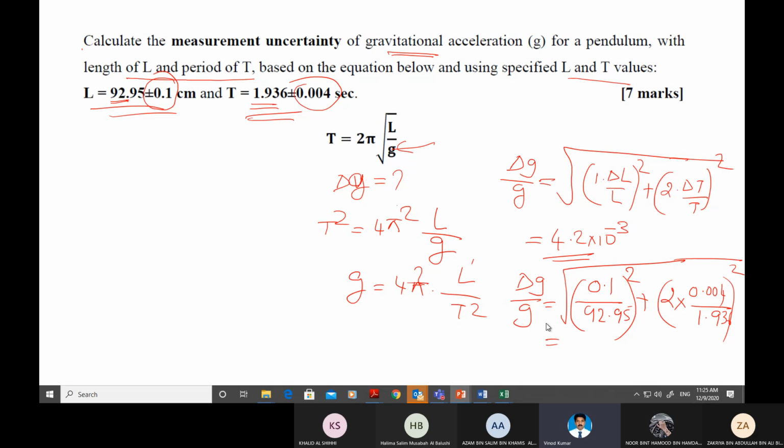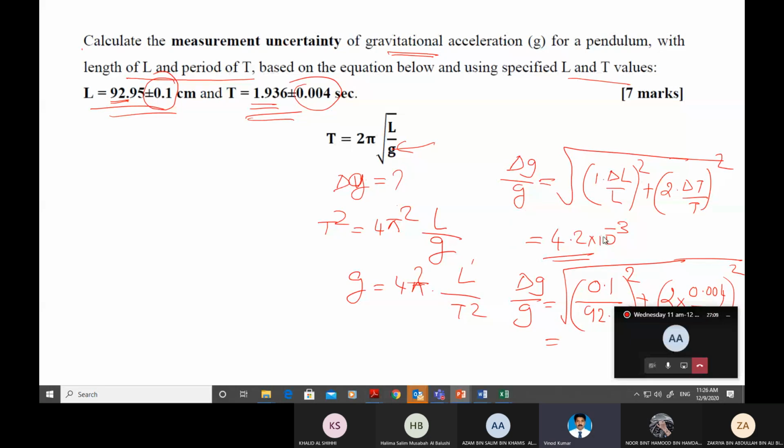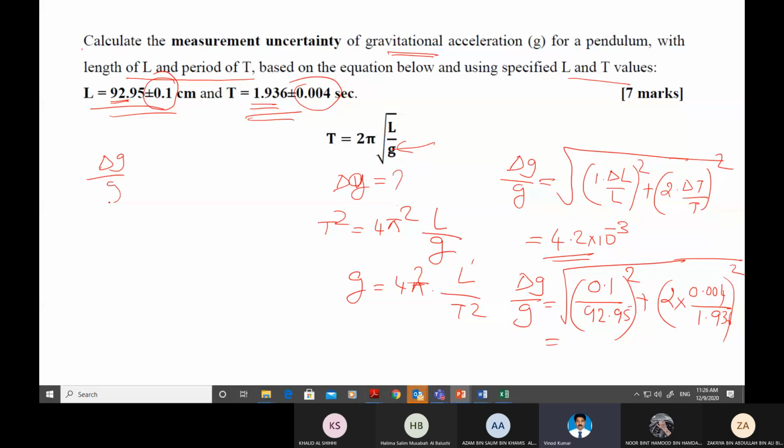Azam, all are getting the same value? Azam, Noor, Khalid, Halima, are you getting the same values? Doctor, I get 4.26 multiplied by 10 to the minus 3. Same value, right? Yes. So delta G over G is equal to 4.2 times 10 to the power minus 3.